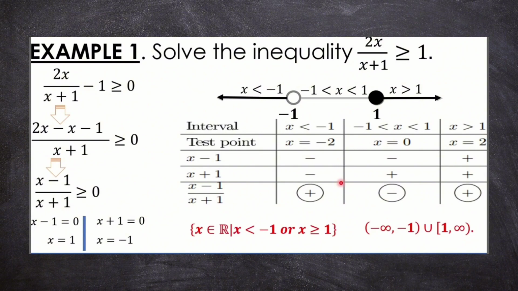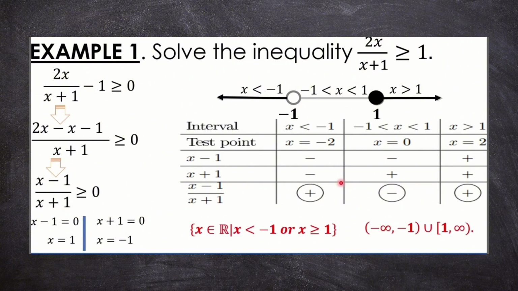Let's put the 1 and negative 1 in the number line. Let's figure out if 1 and negative 1 are part of the solution. Substitute 1 and negative 1 to the original inequality. If we substitute 1, let's replace x with 1. 2 times 1, that is 2. Then 1 plus 1, that is 2. 2 divided by 2 is greater than or equal to 1. It means that 1 is satisfied. Therefore, positive 1 is part of the solution.